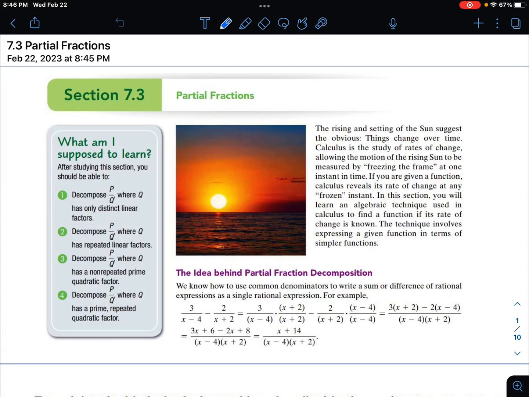This is going to be what you're going to be taking notes on Friday in class. This is for Honors Precalculus. It's our last lesson in Unit 7.